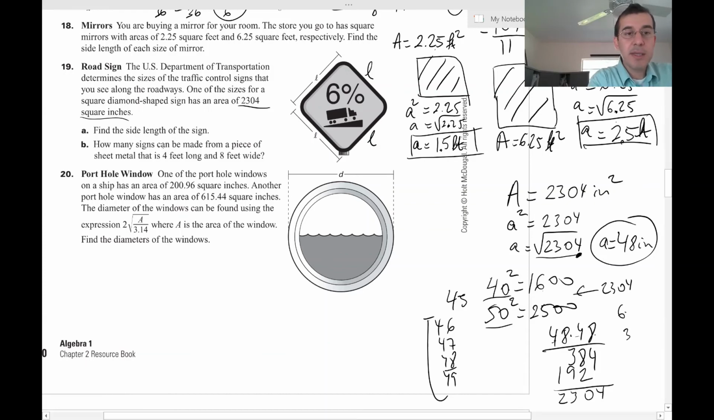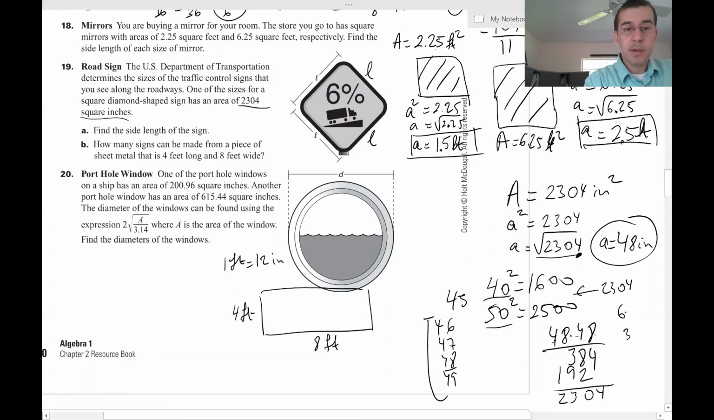B, how many signs can be made from a piece of sheet metal that is 4 feet long and 8 feet wide? So this is in inches, this is in feet. We have to convert into feet. 1 foot has 12 inches, so we just have to know that, right? 1 foot has 12 inches. So 4 feet, that's 4 times 12, that's 48 inches.